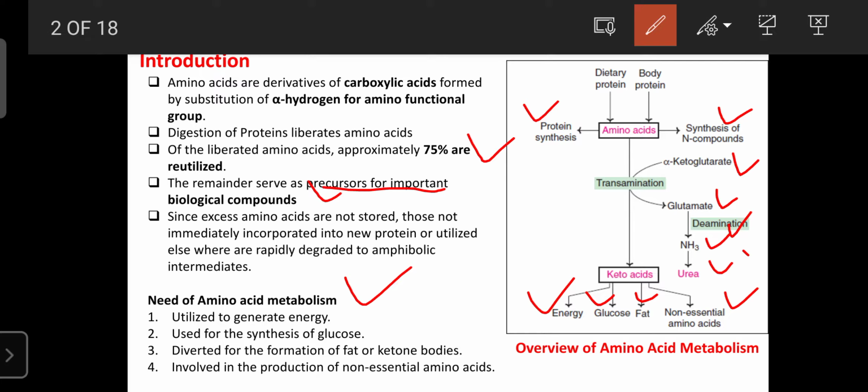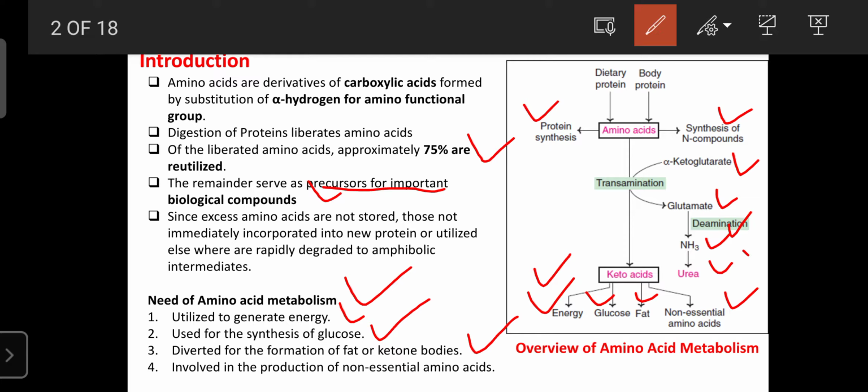It is utilized to generate energy. Excess amino acids can undergo gluconeogenesis or amino acid metabolism. Then they are utilized to generate energy, and that energy is helpful for the processing and regulation of the biochemical processes in our body. As well as that, amino acids are helpful for the synthesis of glucose, and also for the formation of fats and ketone bodies.